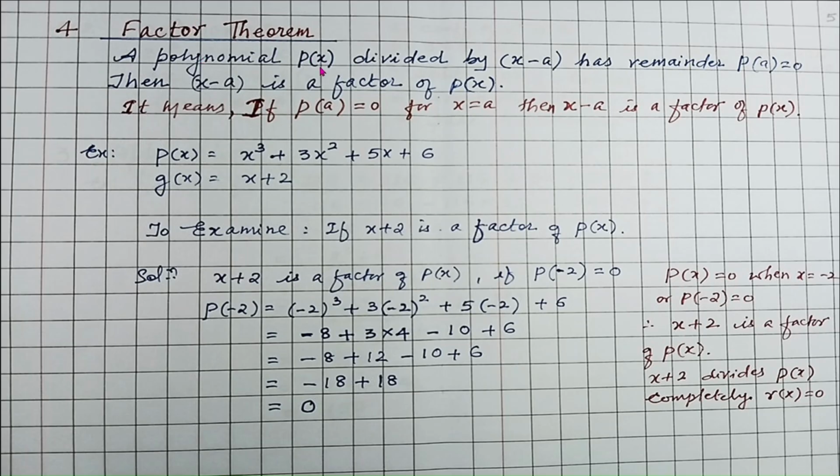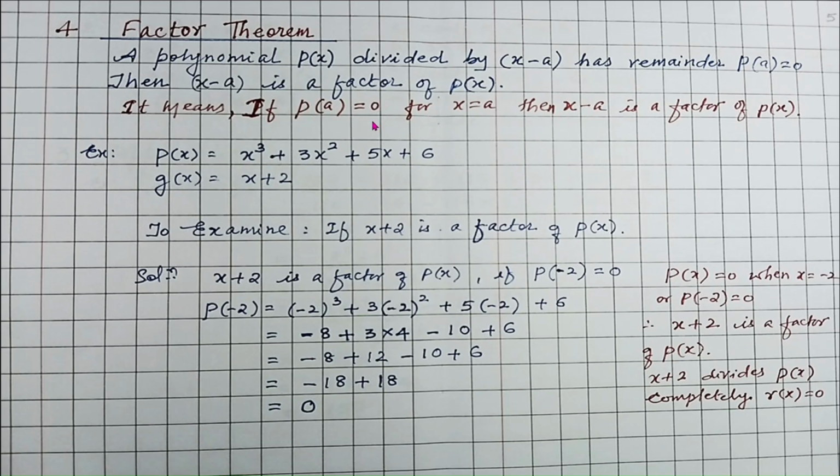A polynomial p of x divided by x minus a has remainder p of a. This is the remainder theorem. But again, if p of a is equal to 0, then x minus a is a factor of p of x. There are two theorems involved here. Please understand, we have the remainder theorem first, and then we extend the remainder theorem to get the factor theorem.